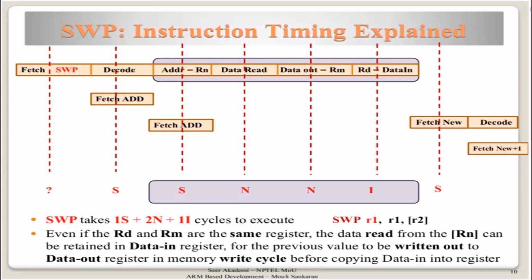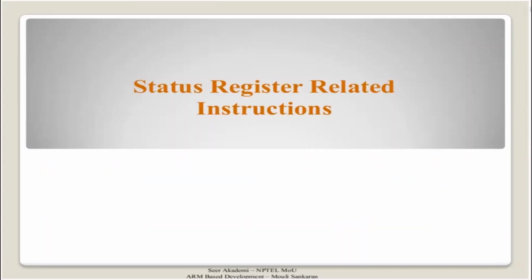So if it happens to be the same register also, the same thing happens. The data in register holds the value in between before the transfer happens. So this is what you will be writing in case it is the same register. I hope you understand this pretty well.